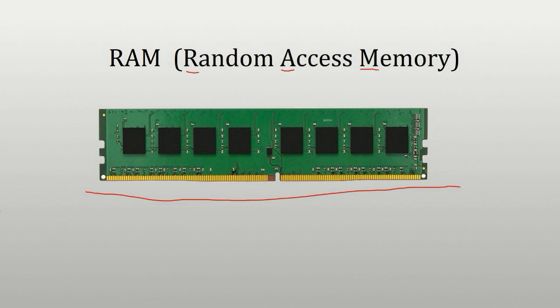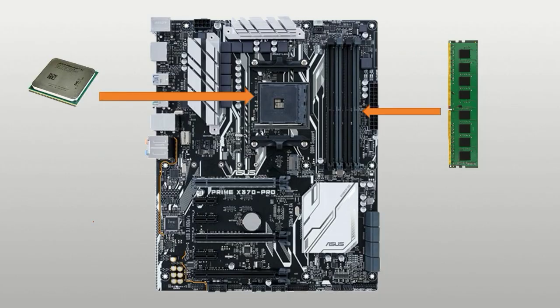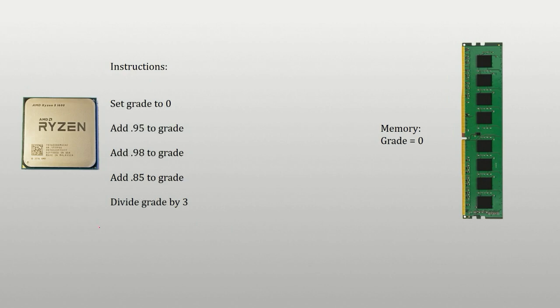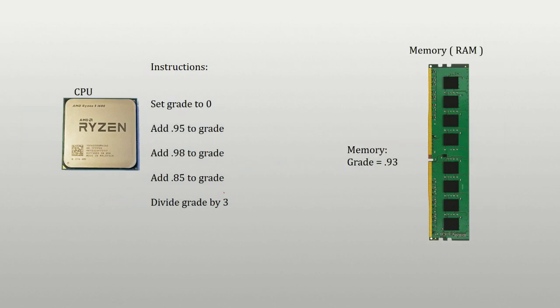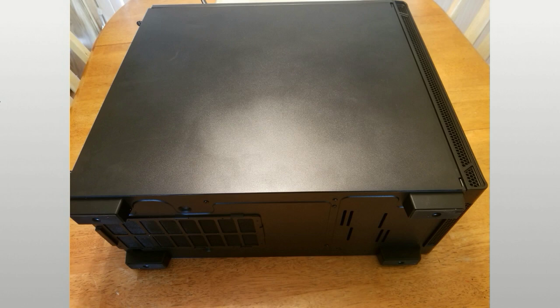We'll examine the example of adding up grades. Initially, the CPU would run an instruction that says set something in the memory called grade to 0. Then the next instruction would say add 0.95 to that value in memory. Next instruction might say add 0.98 to that grade in the memory. Next, it would say add 0.85 to that value in memory, and finally, it would say to divide that value in memory by 3.